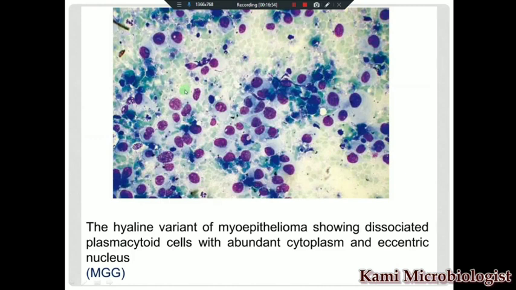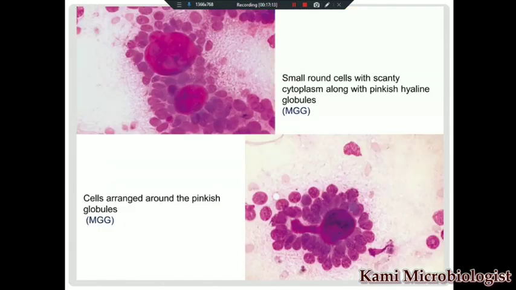This is another field, showing the hyaline variant of myoepithelioma, with dissociated plasmacytoid cells with abundant cytoplasm and eccentric nuclei. Then we have another field, with small round cells with scanty cytoplasm along with pinkish hyaline globules, and this is MGG stain. Now this is another field, also with cells arranged around the pinkish globules. These are the pinkish globules, and these are the cells around them. It is also showing cancer.